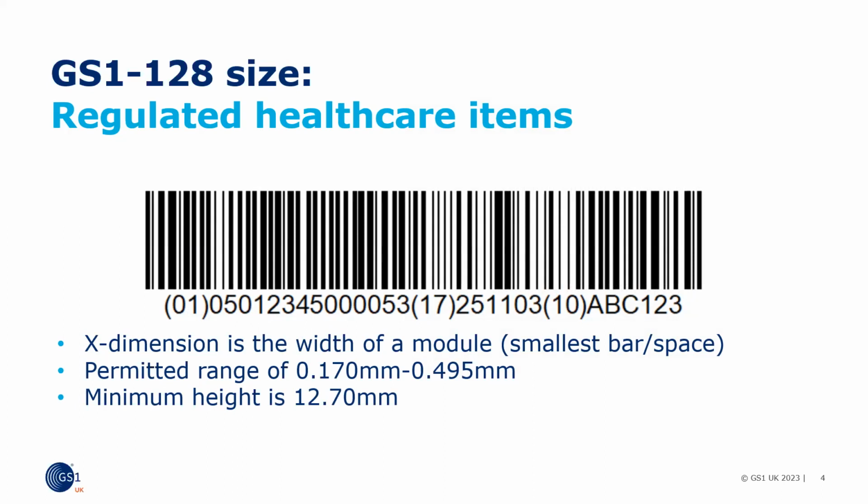For a product that is not going into general distribution, the X dimension range is between 0.170 millimeters and 0.495 millimeters, and the minimum height is 12.70 millimeters. The barcode is likely to be scanned using a handheld scanner. If it is too small, the scan quality is diminished. Handheld scanners have a limited field of vision width, so if the barcode is too big, the user will need to move the scanner too far from the barcode.